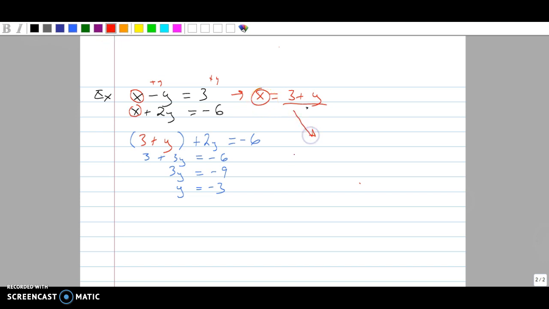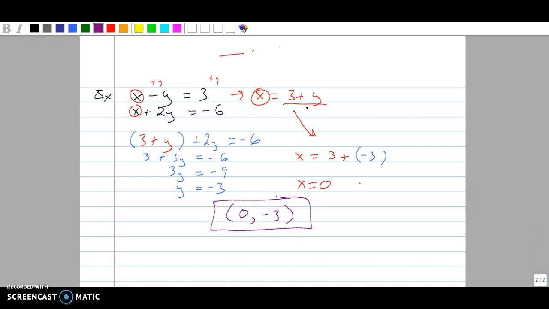So take this guy, and we have x equals 3 plus whatever y is. In this case, y was negative 3. So what's 3 plus negative 3? 3 plus negative 3, of course, is 0. So then we write our final answer as an ordered pair. We got the point 0, comma, negative 3.